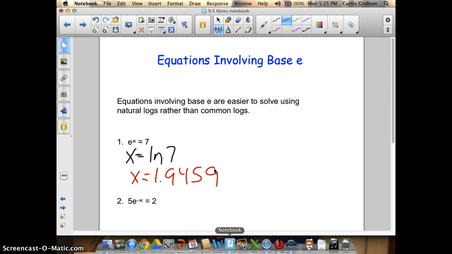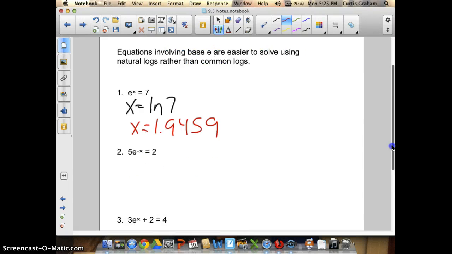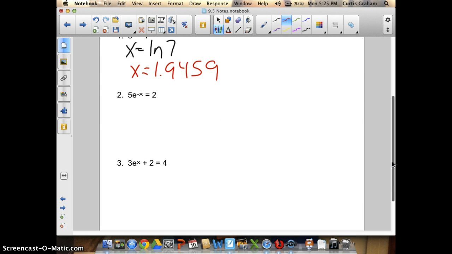All right. Why don't you guys go ahead and do 2 and check your answer in a second. Hope you guys didn't forget order of operations. Divide by 5. e to the negative x is equal to 2 over 5. Solving for an exponent, so I'm going to use a logarithm. Natural log of 2 over 5 is equal to negative x.